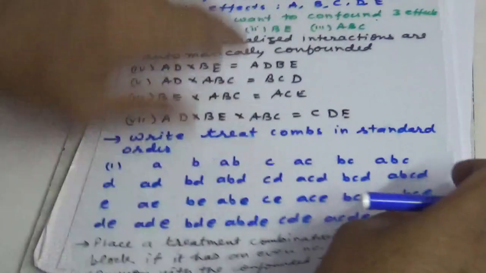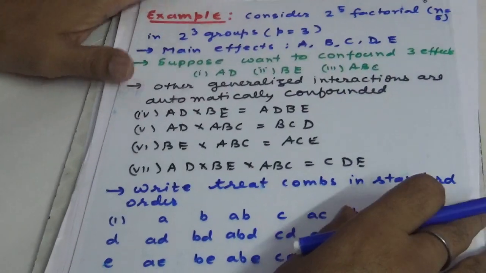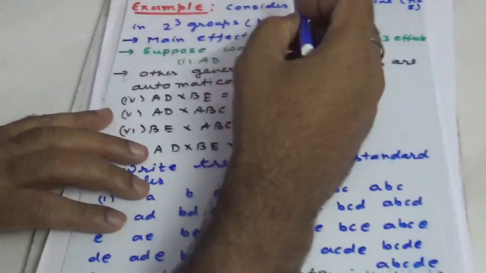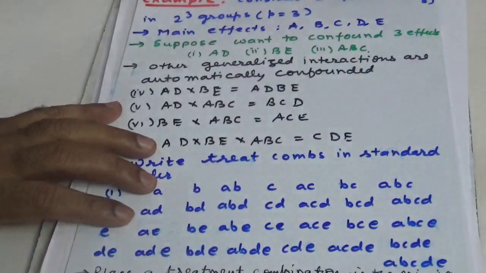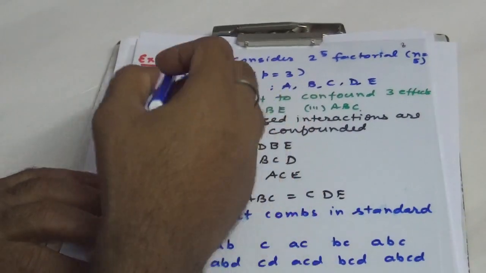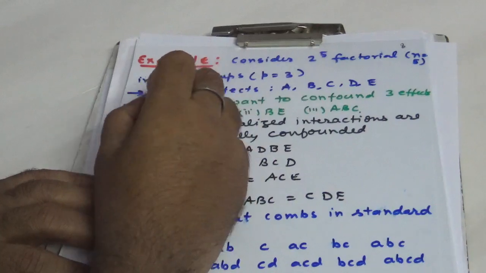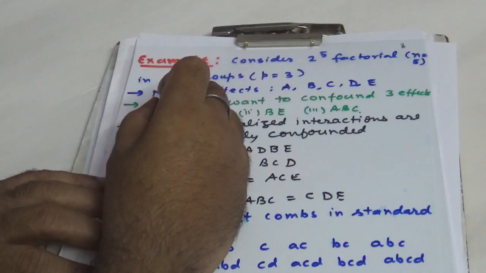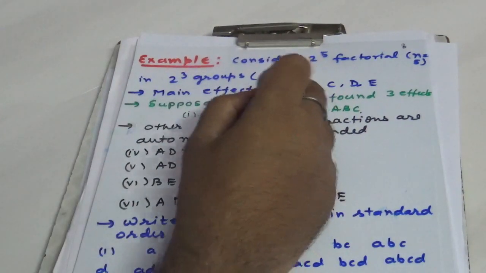So I'm going to consider here a factorial experiment with 5 factors, that is 2 to the power of 5 factorial experiment. So n is here 5, and I want to obtain here 8 groups, that is 2 to the power of 3 groups. So here p is equal to 3.